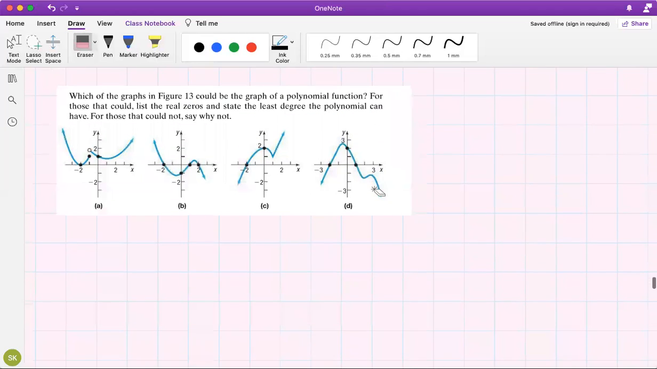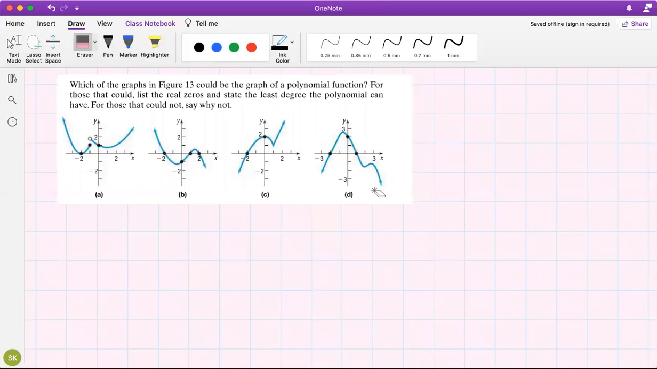Okay, let's move on. Here I'm giving you a problem that's actually in the book. It says, which of these graphs in figure 13 could be the graph of a polynomial function? And for those that could be a graph of a polynomial function, list the real zeros and state the least degree the polynomial can have. For those that could not, say why not. Okay, so for those that are not a polynomial function, let's say why they're not polynomial functions.